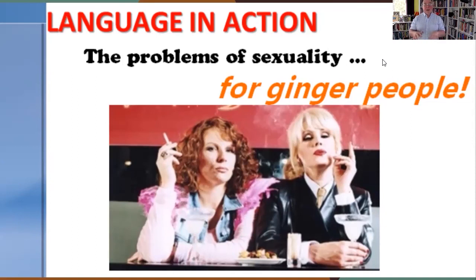So I then went to Google and I typed in problems of sexuality for ginger people. Nothing came back at all. So I thought, what is she saying? So I played it over a few more times, and then all of a sudden, having an ear aid to listen attentively, I heard exactly what she was saying. She spoke about the problems of sexuality and gender for people. But I could have gone off and written a whole thesis on ginger people. So that's why it's really important for you to listen attentively to what people are saying. Listen to the meanings behind the words that they're saying as well.